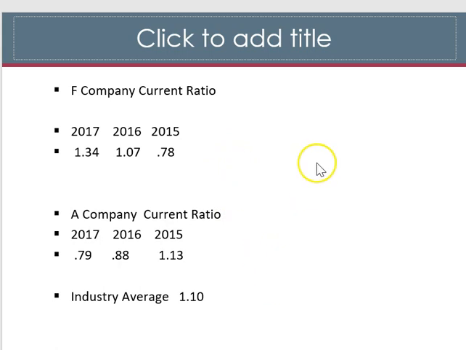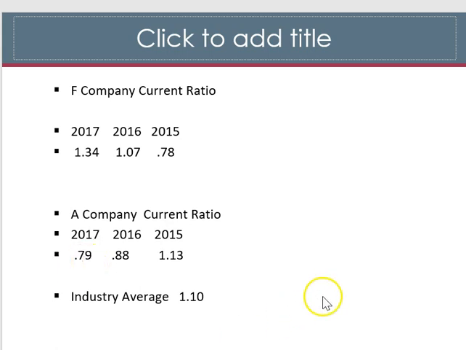Let's look at Alpha Company here, or A Company ratio. In 2015 they were above their industry average. Then in 2016 they were below at 0.88, and in 2017 it's 0.79. So you can see here you could compare F Company to its competitor for the current year. You can say, well, F Company is above the industry average. This is what trends or patterns I see, and they're also doing better than their competitor Alpha Company.